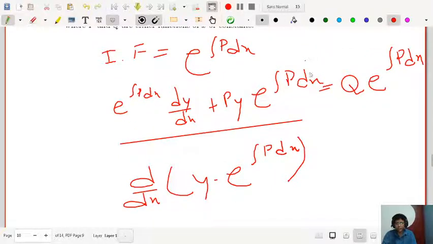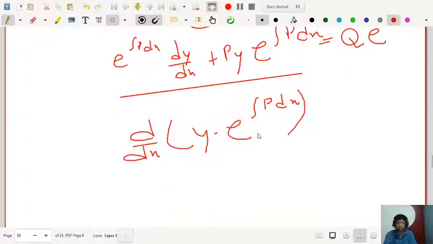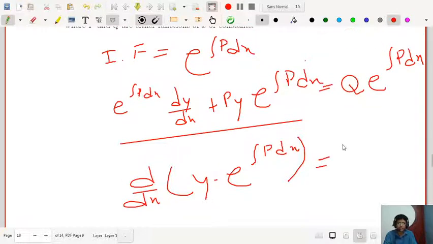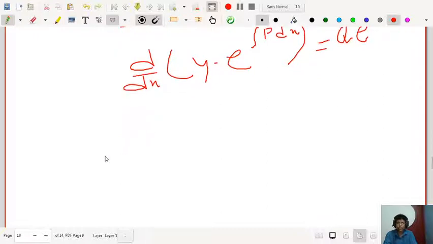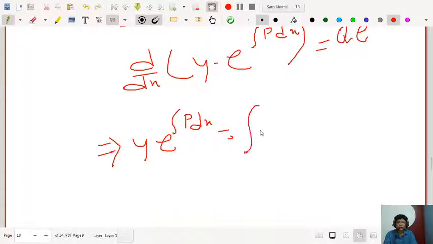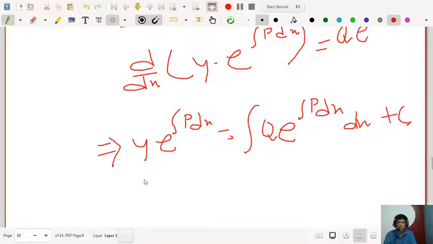You can write this because after multiplying by the integrating factor, the left hand side becomes exact, and it can be written as d/dx of y into e to the power integration p dx, and the right hand side is q e to the power integration p dx. Q is a function of x, so the whole right hand side is a function of x. So if you integrate, what is the solution? The solution is y e to the power integration p dx equals integration of q e to the power integration p dx into dx plus c. So this is the general solution.